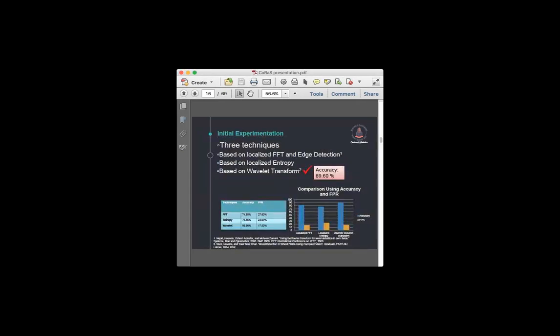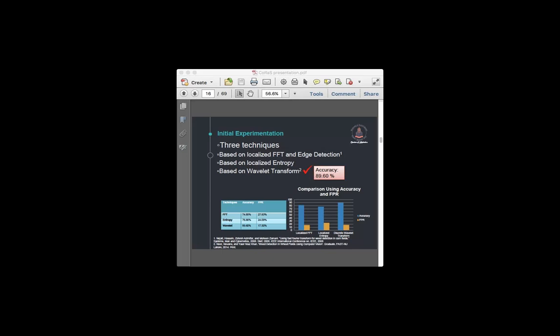So we tried three different techniques. One is based on localized FFTs, fast Fourier transforms, and edge detection. Second technique is based on localized entropy, and the third technique is based on wavelet transform. I will present the results in detail, but if we look at the results that we have, the accuracy that we achieved was the best for this wavelet transform technique that we applied.